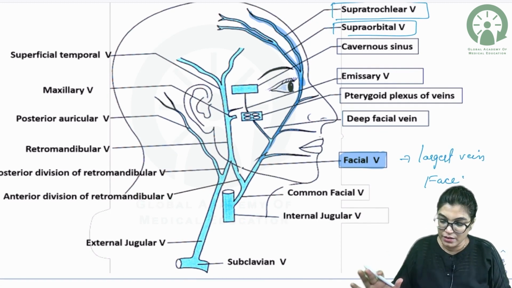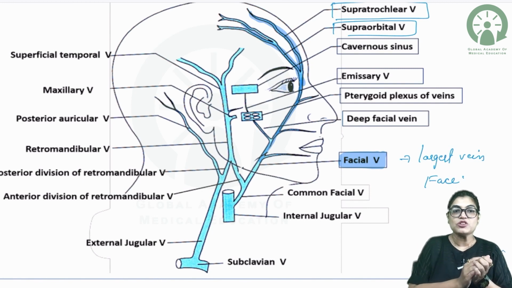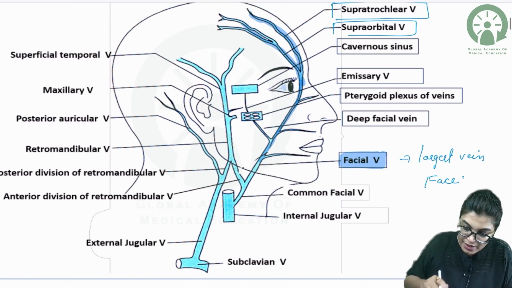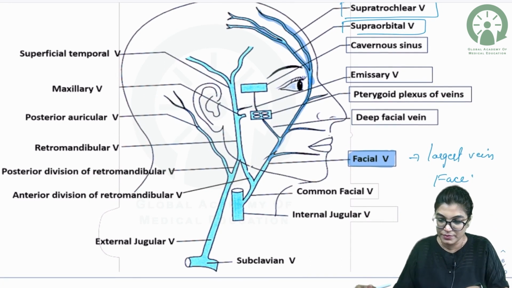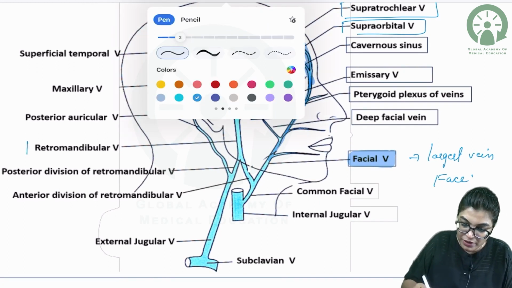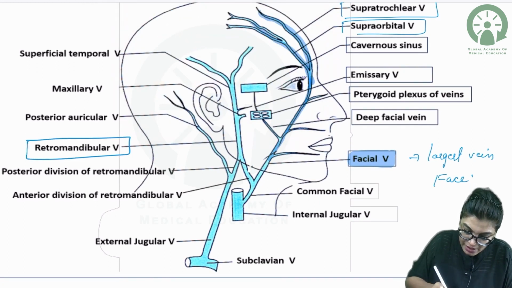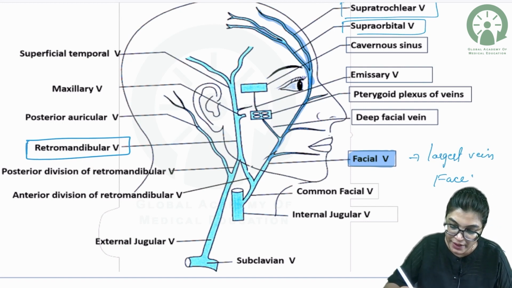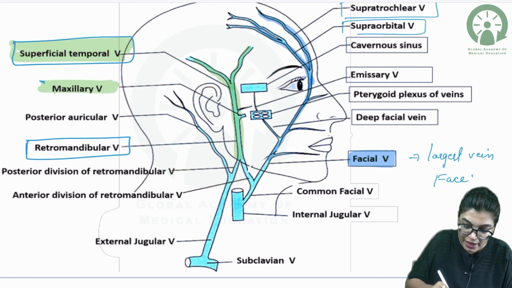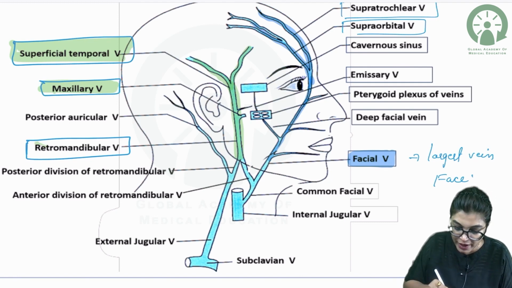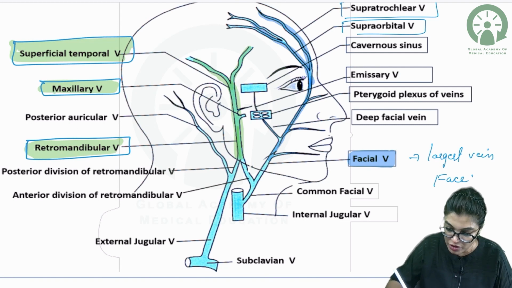Now, just appreciate the formation of the retromandibular vein. So now I want everybody to appreciate the formation of the retromandibular vein. So this is the retromandibular vein, and it is formed by joining two veins: the superficial temporal vein and the maxillary vein. These two veins join together to form which vein? The retromandibular vein.